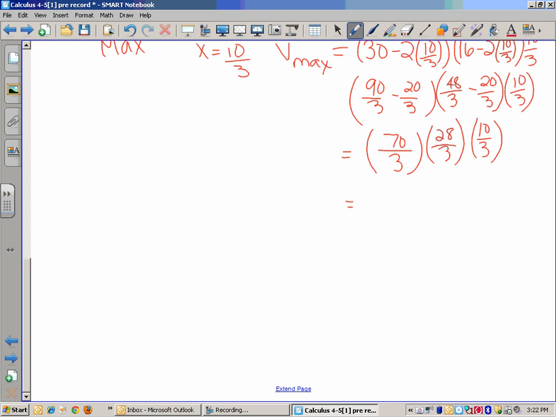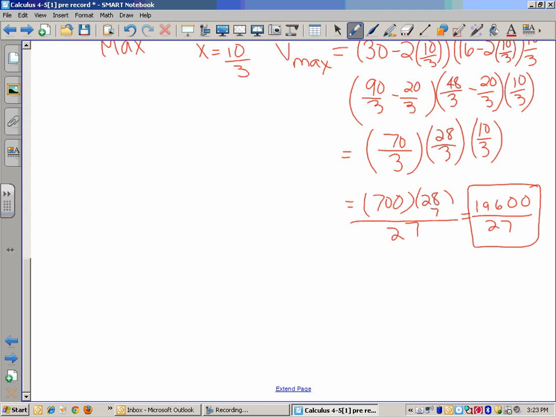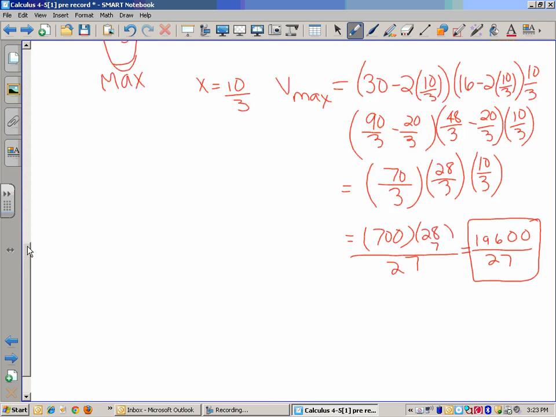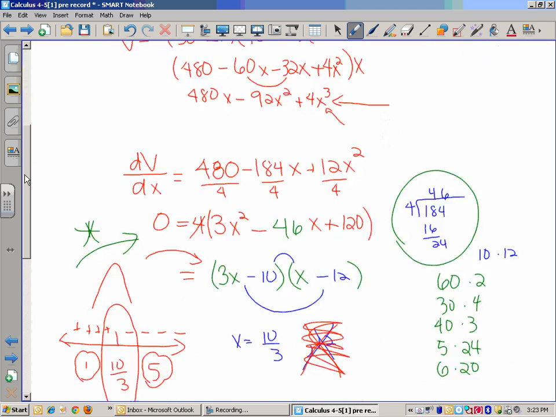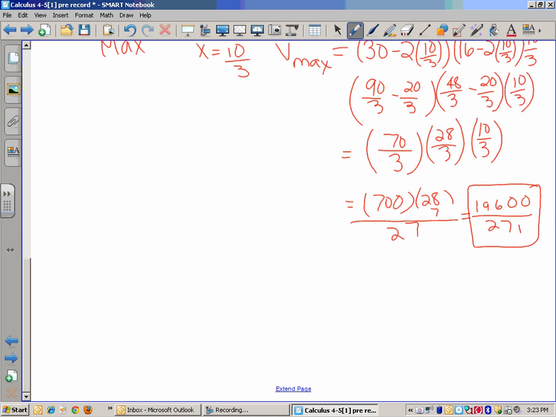I'm okay with that. So 700 times 28 all over 27, and I really should use a calculator at this point. 56196 over 27. And that's going to be cubic feet. Let's come back to my units. Inches. Cubic inches. Okay? So that's the first two examples.